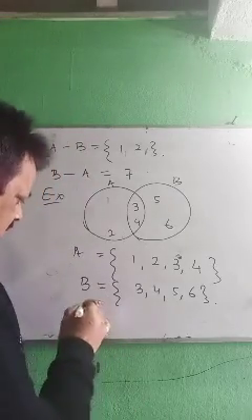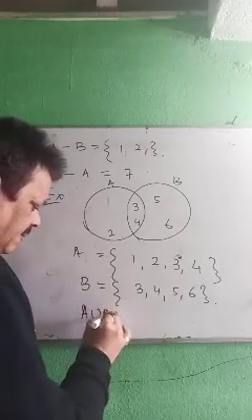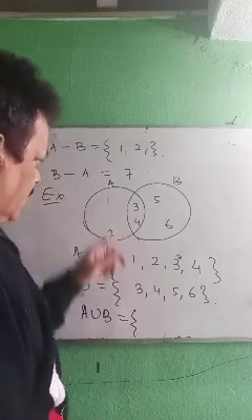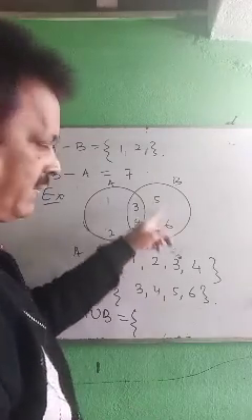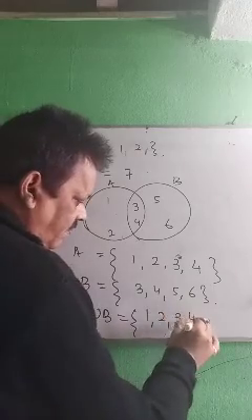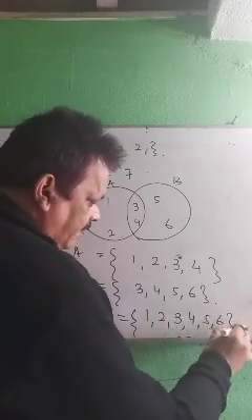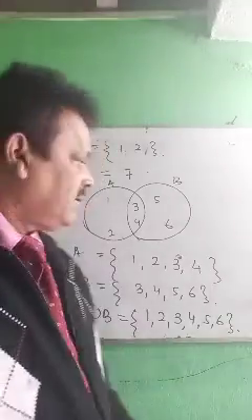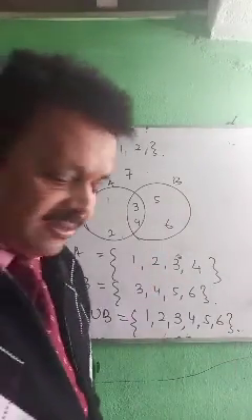Okay. What is A union B? 1, 2, 3, 4, 5, 6. All you have to take. A union B is 1, 2, 3, 4, 5, 6. Now what is A intersection B?